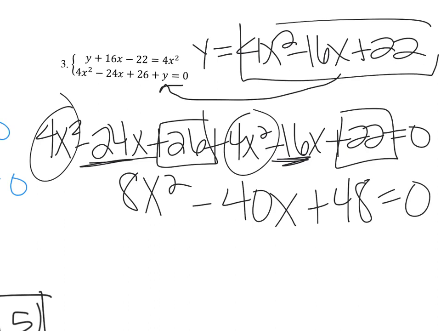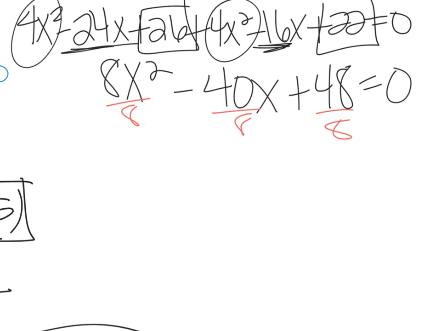Okay, at this point, make it easier on yourself. There's a common factor across the board of 8. So I would divide out an 8, okay? And what you'll have then is x squared minus 5x plus 6 equals 0.